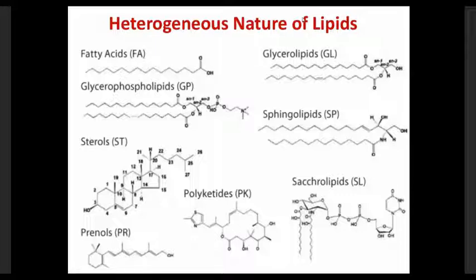Since they are heterogeneous in nature, they are not homogeneous. They differ in structure, but they belong to one group: they are insoluble in water. But for example, if a fatty acid has a very short carbon chain, like 4 carbons in the hydrocarbon chain, this fatty acid can be soluble in water due to the presence of the carboxylic group. But as the length of the hydrocarbon chain increases, the molecule becomes insoluble in water. Therefore, in general, lipids are insoluble in water.